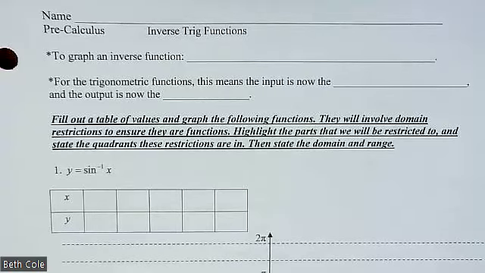So we are going to do inverse trig functions. You can do the trig functions forwards. You can do them backwards. What we're going to spend today doing only is learning what quadrants you're allowed to be in. Because when you go backwards, it's very, very picky.